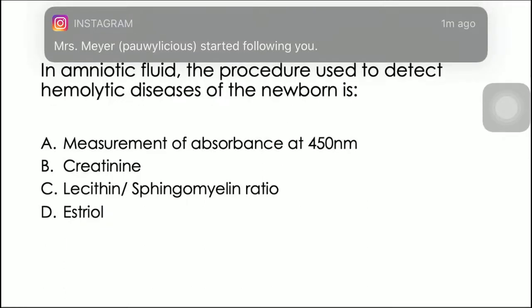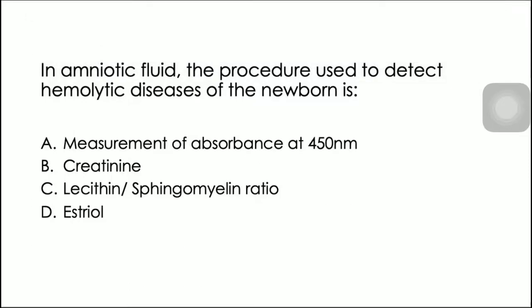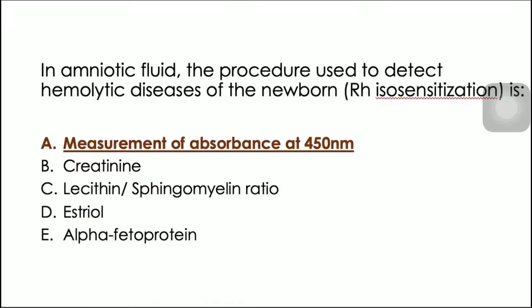In amniotic fluid, the procedure used to detect hemolytic disease of the newborn is, so we have measurement of absorbance at 450 nanometer, no, for the detection of your bilirubin. Okay, again, creatinine here is used to assess kung yun ba ay amniotic fluid or yun ba ay contamination ng urine. LS ratio is again to detect fetal lung maturity, should be more than or equal to 2.